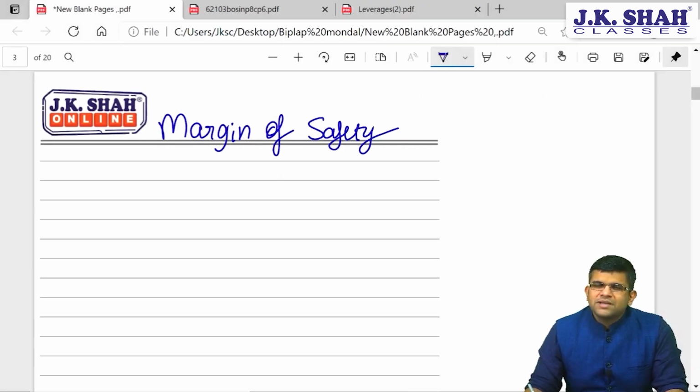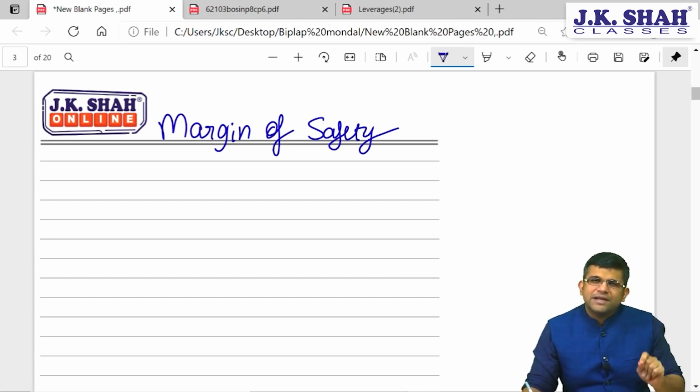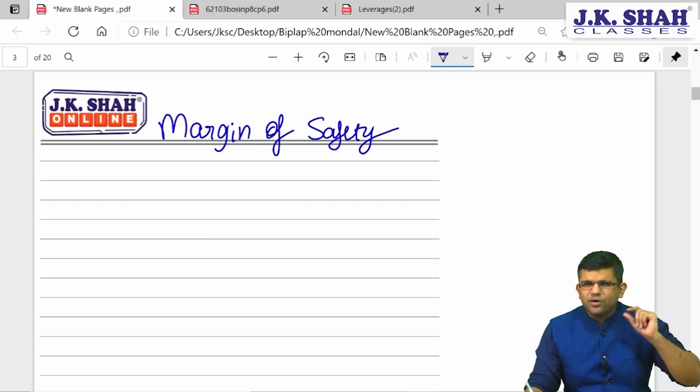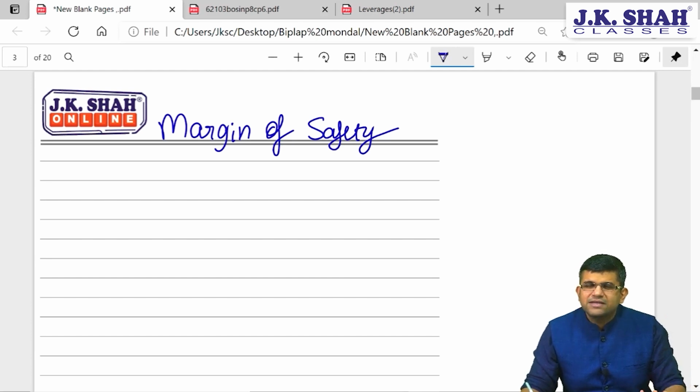Please start. It's a small concept called margin of safety. Children, actually this concept is from the subject of costing, but because it has a small implication here in this chapter of leverages, I'll just give you a brief idea of what margin of safety is and then its implication on the leverages part.